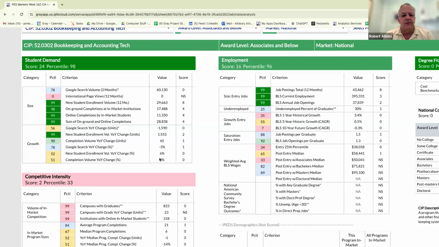So that's pretty healthy. And completion volume is actually a measure of what happened several years ago when people enrolled in this program and are now coming out the other end of the pipe and completing. So that's flat. I'd be a little more concerned about the future, but 3% is not that big a change. Certainly the current enrollment is strong. So this would make me relatively comfortable, though I would be keeping an eye on that Google number to see if it shifts and continues to be negative over time.